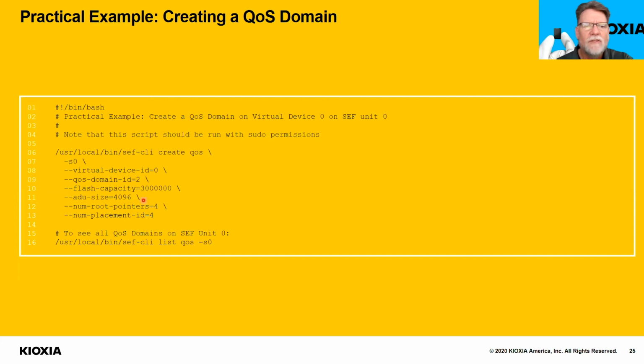And finally, just like with the virtual device example, after you've created this QoS domain, you can use the list QoS domain command to see all the QoS domains that have been defined for that unit.